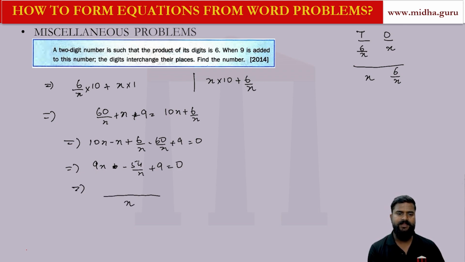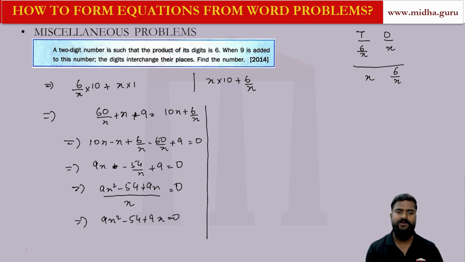So I take the LCM as x. So I get 9x squared minus 54 plus 9x is equal to 0. Taking x to this side, I get 9x squared plus 9x minus 54 is equal to 0. When I divide the entire equation by 9, I get x squared plus x minus 6 is equal to 0. So from this given statement, we formed the equation x squared plus x minus 6 is equal to 0. And that is how we will be forming equations based off of these miscellaneous problems.